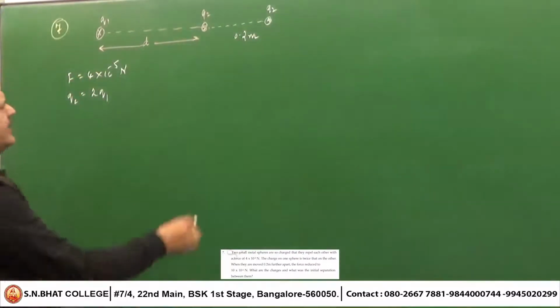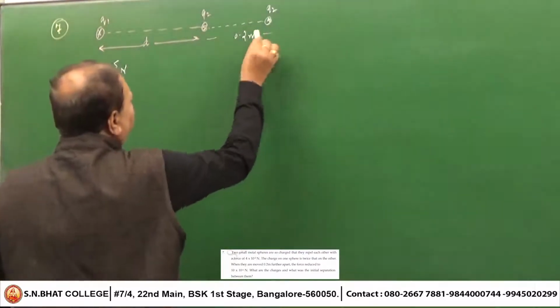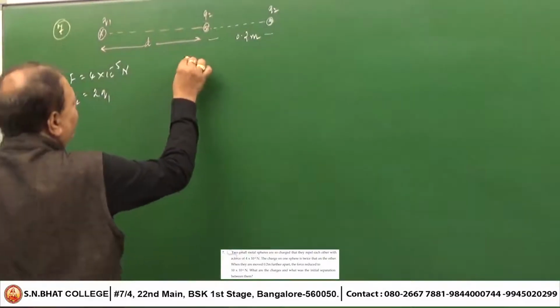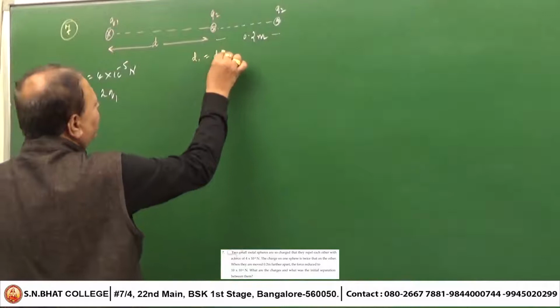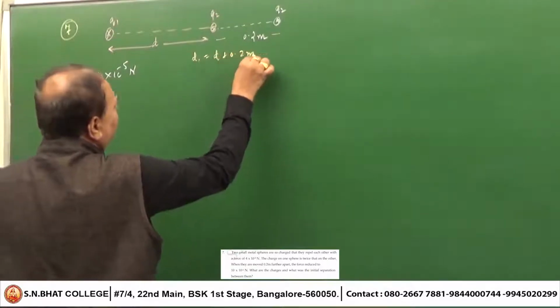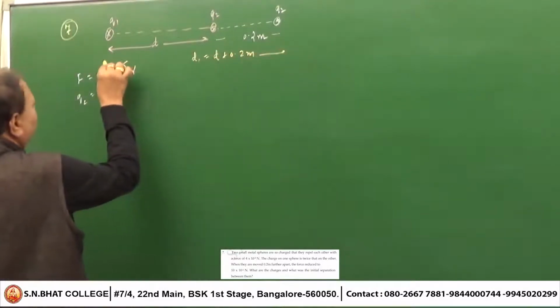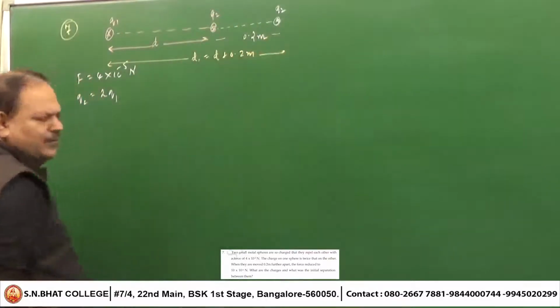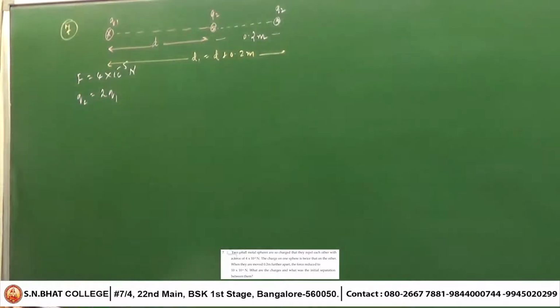ಇನ್ನು ಸ್ವಲ್ಪ ಮುಂದೆ ಆಗ್ತಾನೆ ಹೀಗೆ. ಅವಾಗ ನೋಡಿ ಏನಾಗುತ್ತೆ, what is the distance? The final distance between them is D1, which is equal to D plus 0.2 meter. ಟೋಟಲ್ ಡಿಸ್ಟೆನ್ಸ್ ಅವಾಗ ಇಲ್ಲಿಂದ ಇಲ್ಲಿವರೆಗೆ ಡಿಸ್ಟೆನ್ಸ್ ಏನಾಗುತ್ತೆ? D plus 0.2.